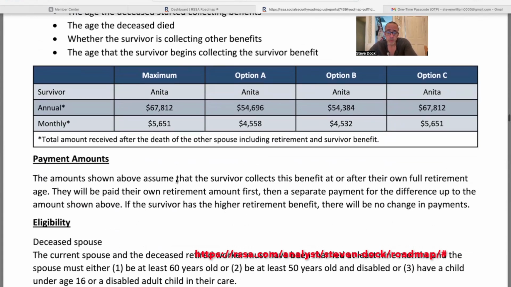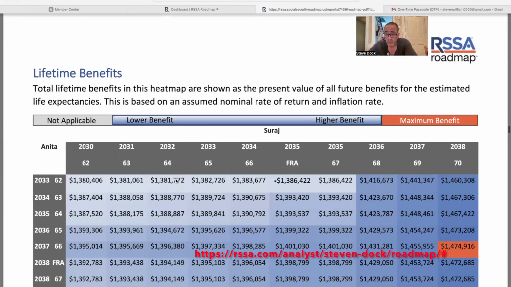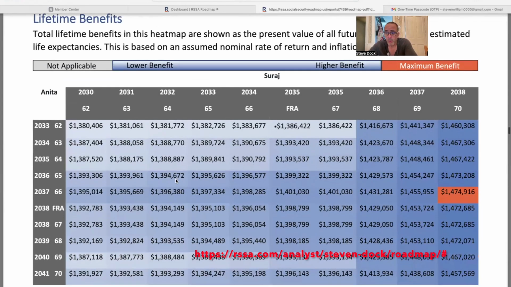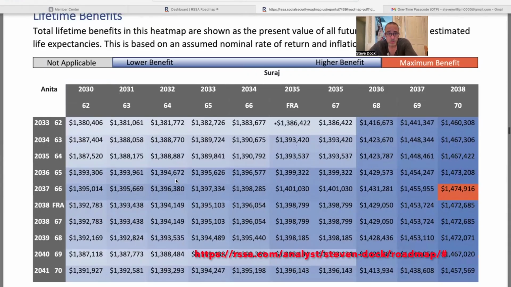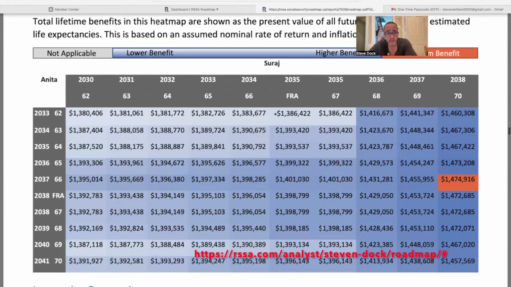And so just be aware of that. And then you factor all of that into a lifetime benefit. You think about survivorship and you think about your individual benefits. And it looks like in this scenario, which is very interesting, that it doesn't make sense for them both to wait till 70, because their maximum benefit is when Suraj waits till 70 and Anita goes at 66, right?